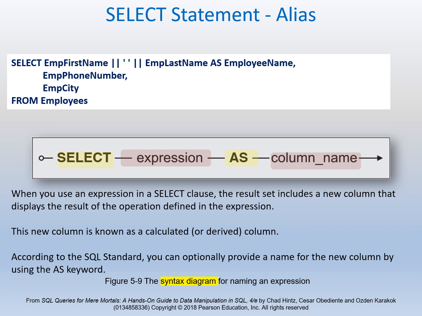This is an example of a select statement with an expression. We are selecting the first name, concatenated with a space, concatenated with the last name. We're using the keyword as to name the result, which is a new column, employee name. The next column selected is employee number, followed by employee city. In the from clause, we have the table identified, which is employees.